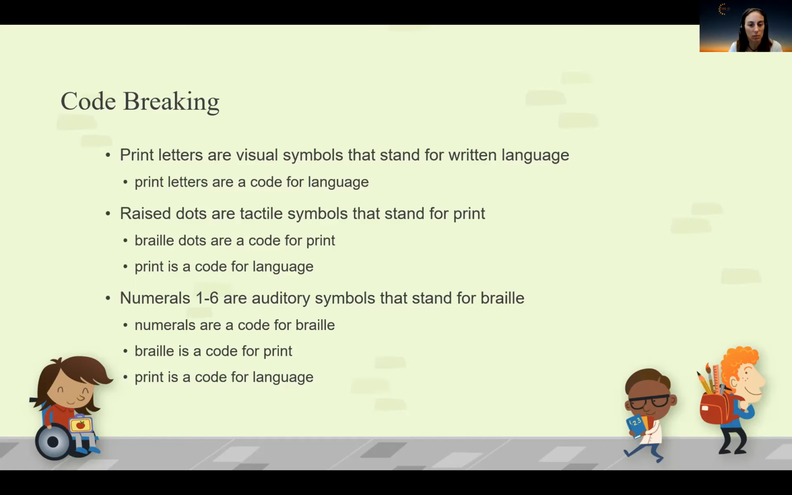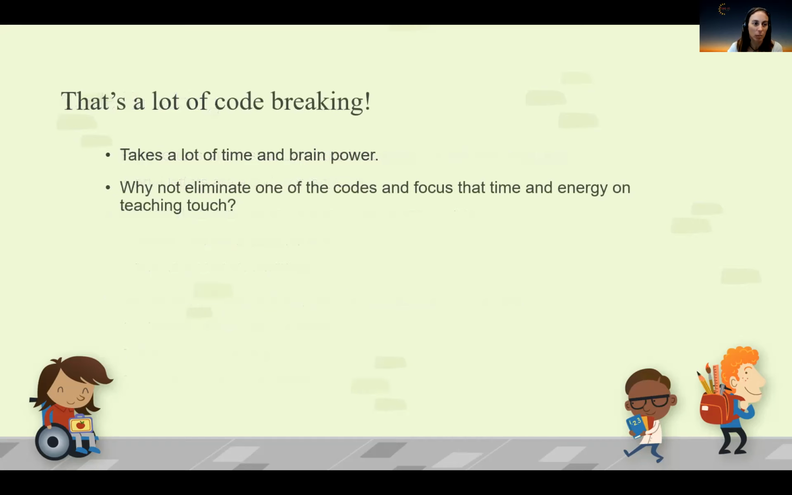They stand for the dots, which are a tactile code. And they stand for print, which is a visual code that stands for the language. The numbers are a code for the dots, they're a code for the print, that all children must break in order to learn how to read and write. But tactile readers have to learn to break this code with their fingers. They're not looking at it. They're not taking it all in as quickly as we are. They have a lot more going on. That's a lot of code breaking. It's a lot of time and brain power.